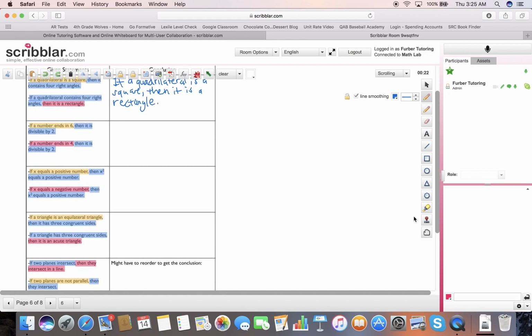If a number ends in 6, then it is divisible by 2. If a number ends in 4, then it is divisible by 2. Look at the blue. Look at where they're located. In the first statement, it is the conclusion, and it's also the conclusion in the second statement. I cannot draw a conclusion from this because one thing doesn't lead to another. It doesn't say if a number ends in 6, then it is divisible by 2, and if a number is divisible by 2, then something else. It doesn't say that. It gives me the same conclusion twice.